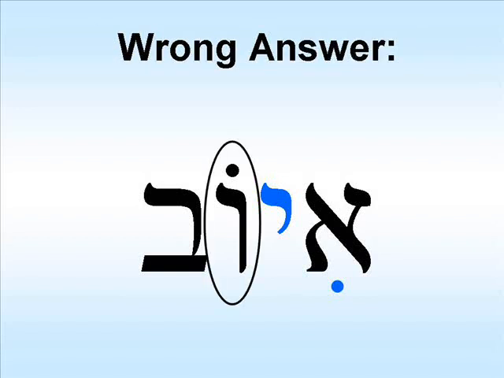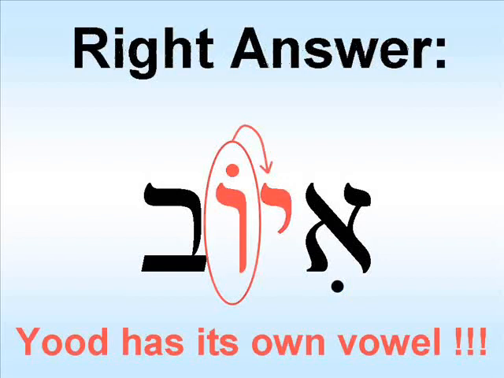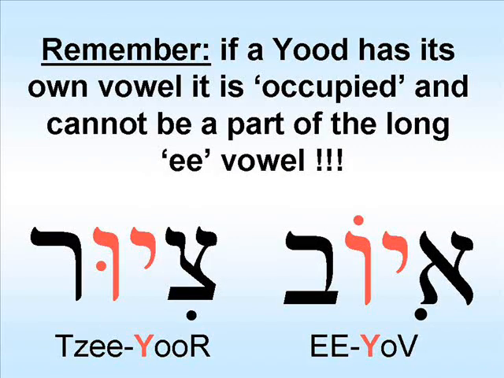Indeed, we have a vav and a dot on it. That's a long O sound, the long O vav. The vav with a dot on top of it is a vowel letter, and the vowel letter is attached to the Yood. Therefore, this Yood is not silent. It has its own vowel. Iyov, we hear the Y. Remember, if a Yood has its own vowel, it is occupied and cannot be part of the long E vowel.